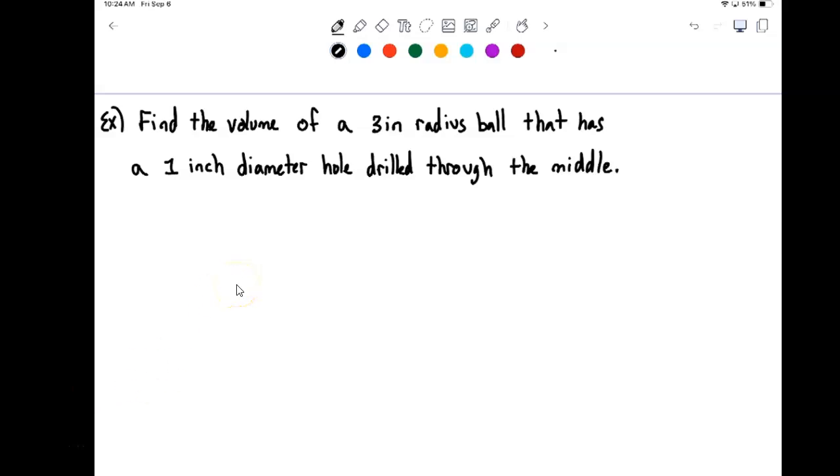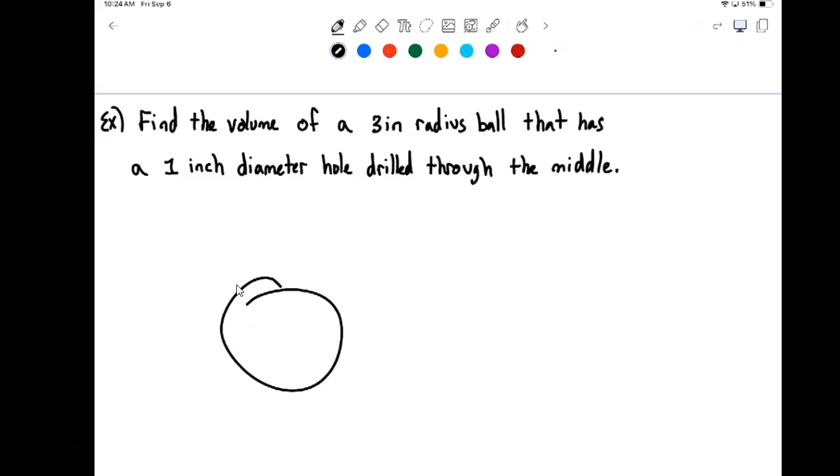Okay, so in this problem we have a little bit more work to do. We want to take the volume of a ball, a 3-inch radius ball, that has a 1-inch diameter hole drilled through the middle. So first thing we have to figure out is what graph would we have to revolve to generate a ball. Well, what is a ball? A ball is a sphere, right? So a ball is a sphere.